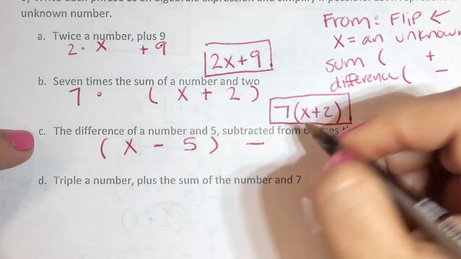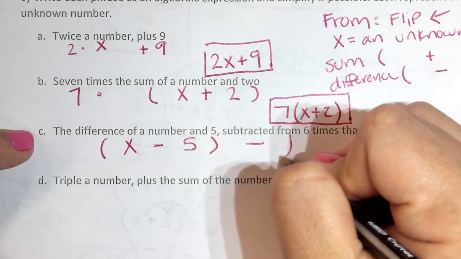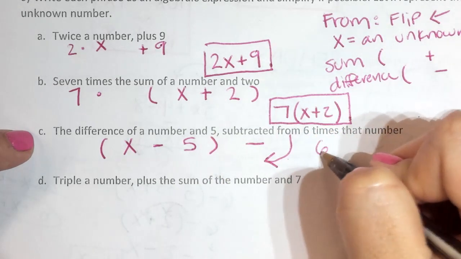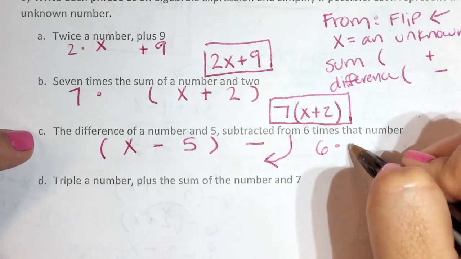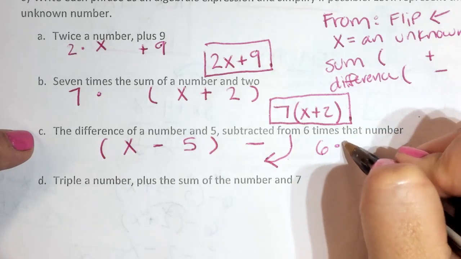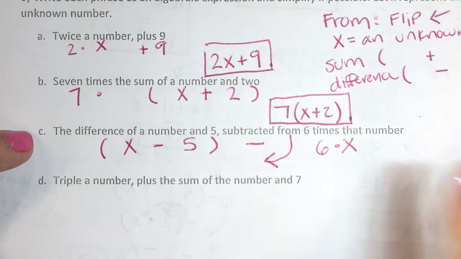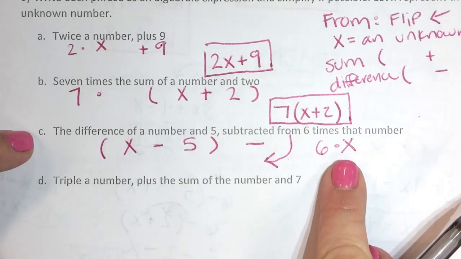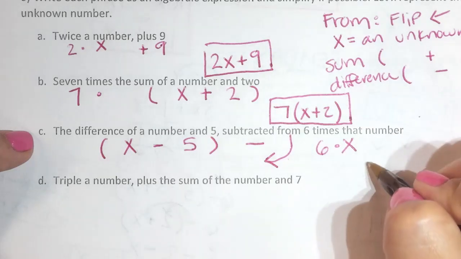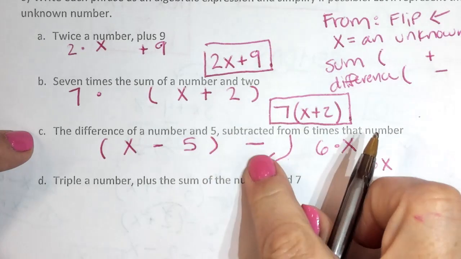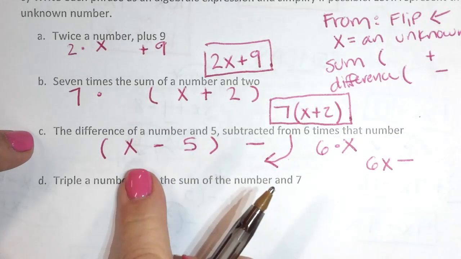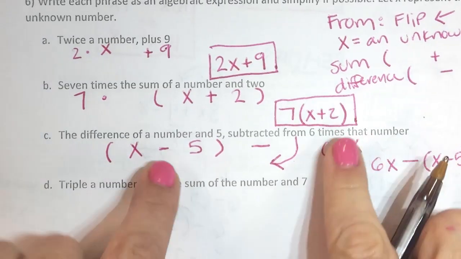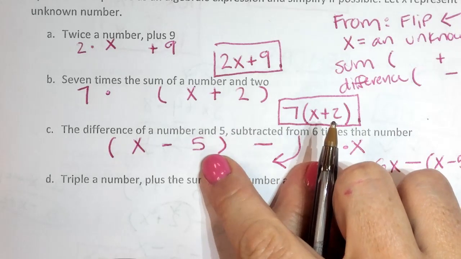Subtracted from, what is from going to tell me to do? Flip it. It's going to go backwards. 6 times that number. Well, what number? X. We don't know. So now that I had that word from, I'm going to flip-flop this. So I'm going to write the last term first. So 6x minus the first term, x minus 5. So I just want you to realize we just flip-flop the terms. Does that make sense?